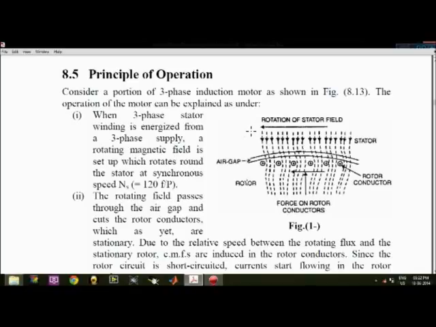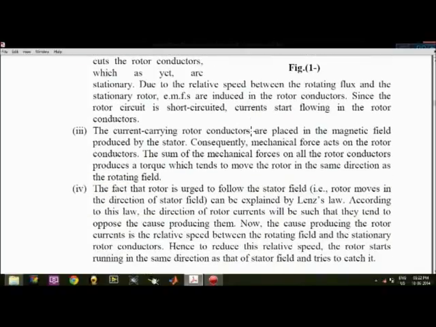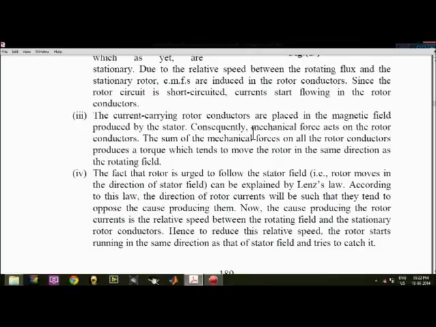The rotating field passes through the air gap and cuts the rotor conductors, and this is what happens in electromagnetic induction. Due to the relative speed between the rotating flux and the stationary rotor, EMF is induced in the rotor conductors, and since the rotor circuit is short circuited, current flows. We get motion. The current carrying rotor conductors are placed in the magnetic field produced by the stator, and a mechanical force acts on the rotor conductors. The sum of the mechanical force on all the rotor conductors produces a torque, and this torque tends to move the rotor in the same direction as the rotating field.